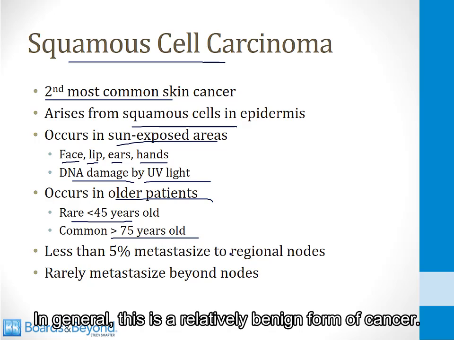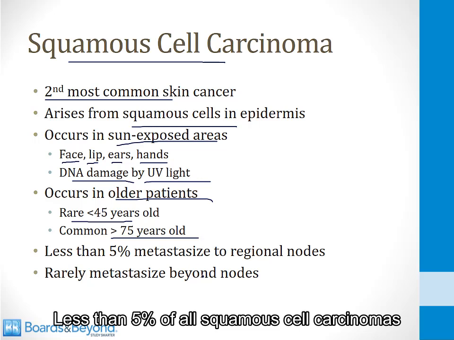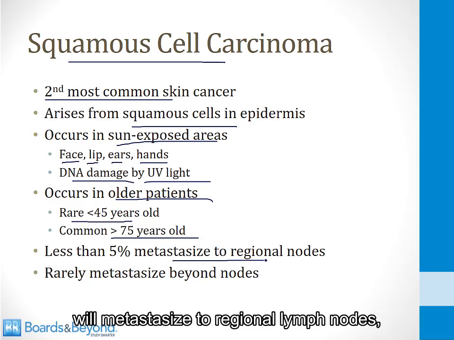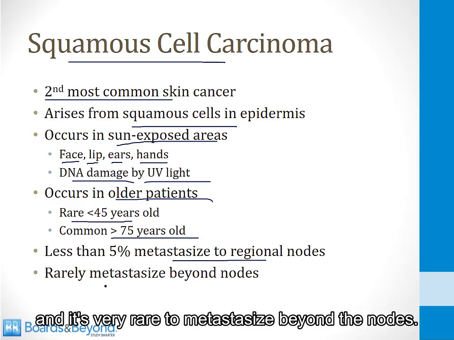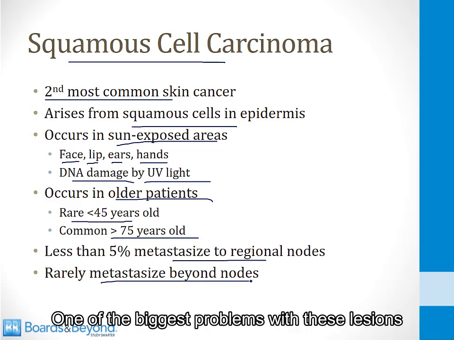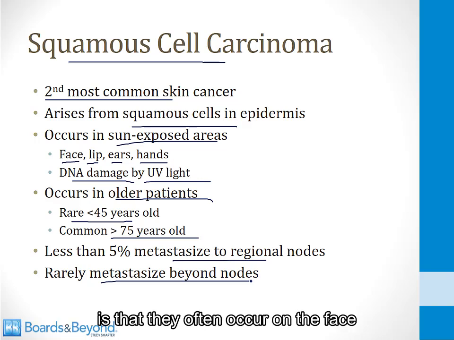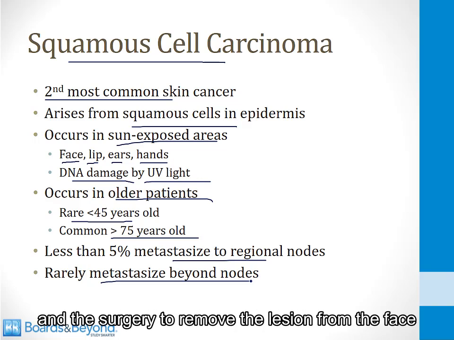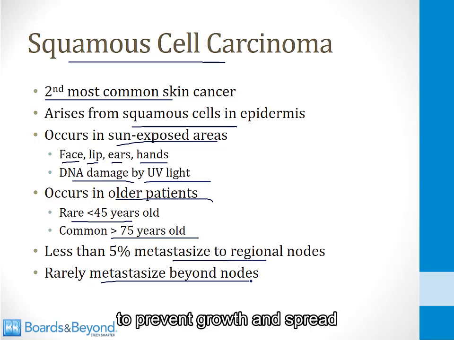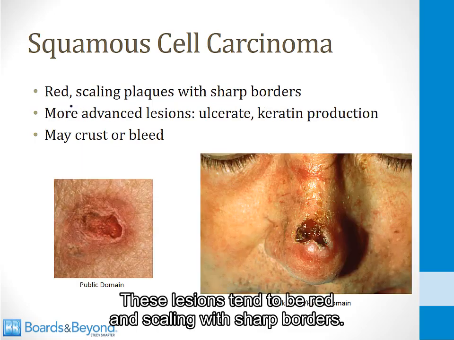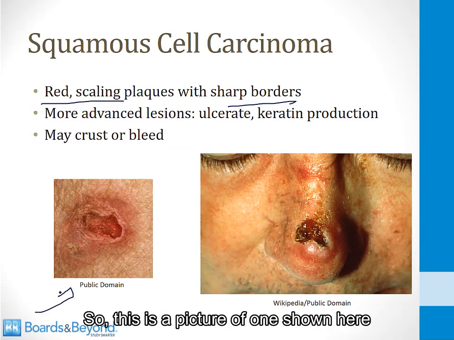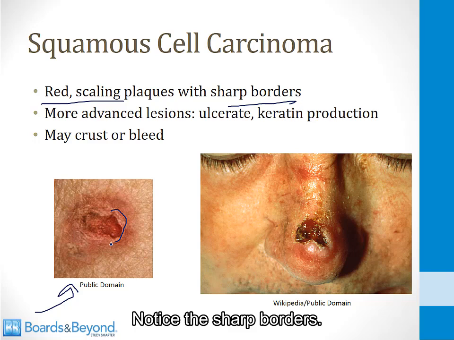In general, this is a relatively benign form of cancer. Less than 5% of all squamous cell carcinomas will metastasize to regional lymph nodes, and it's very rare to metastasize beyond the nodes. One of the biggest problems with these lesions is that they often occur on the face, and they can be disfiguring, and the surgery to remove the lesion from the face to prevent growth and spread often causes more disfiguration. These lesions tend to be red and scaling with sharp borders. So this is a picture of one shown here at the bottom left side of the screen. Notice the sharp borders.